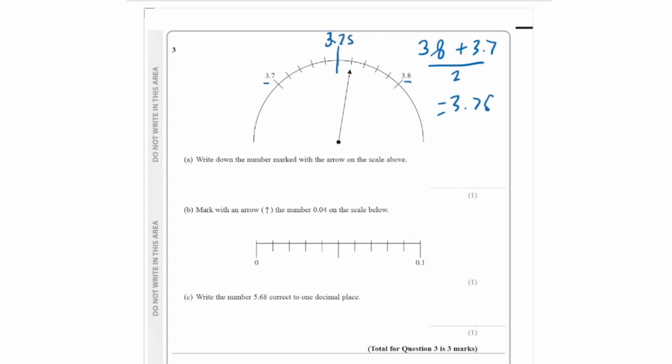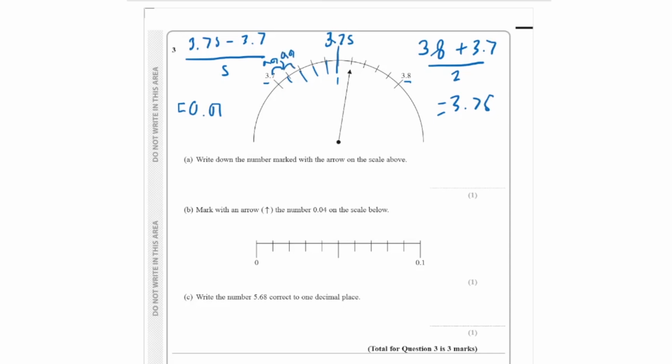3.75. Now here between 3.7 and 3.75, I can see that there are 5 markings. So what does that mean? That means each marking is 3.75 minus 3.7 divided by 5, which simply means that each marking is a difference of 0.01. So when we move from this marking, 0.01. When we move from this marking, 0.01.